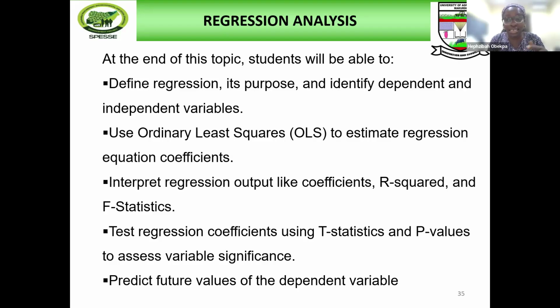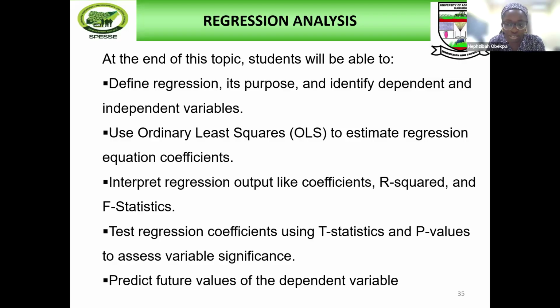So we must be able to make that distinction between correlation and regression. In correlation, anything can be X or Y, but in regression, you cannot carry Y and make it X, or carry X and make it Y. It means you have changed your objective totally, the reason why you're carrying out the regression. We use ordinary least squares to estimate regression equation coefficients, and as we go on, you'll see those coefficients and how we use them to do prediction. You'll be able to interpret regression outputs like coefficients, R squared, and F statistics, and test regression coefficients using T statistics and p-values.